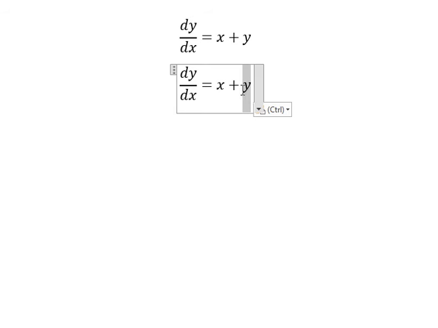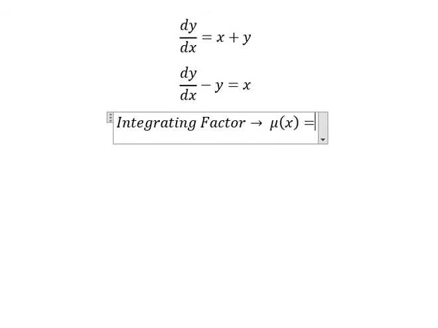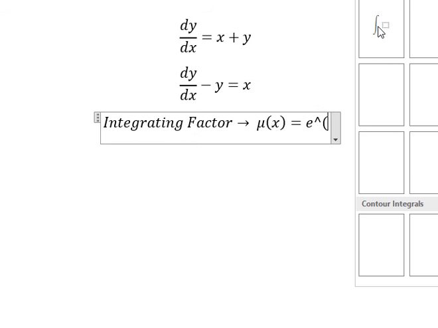So we have y, we can put on the left, and you got about negative y. We see that we have first the derivative of the function and the original function, so we can use the integrating factor. So we will go about mu of s equals e to the power of the integral.